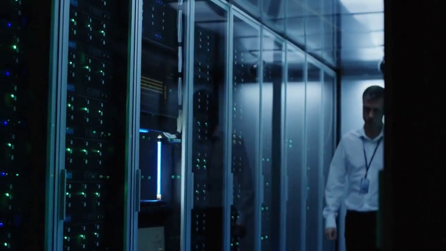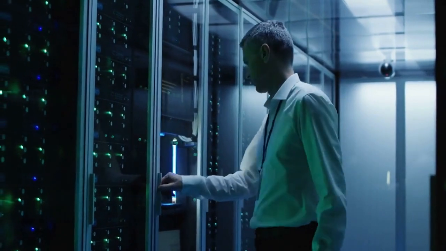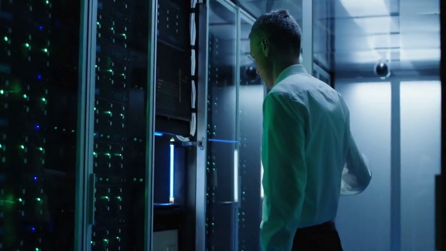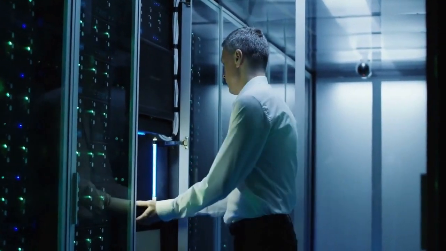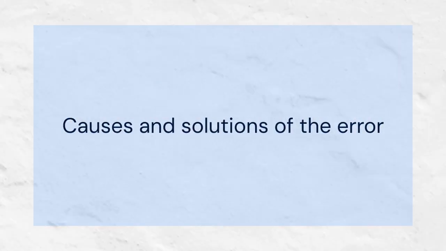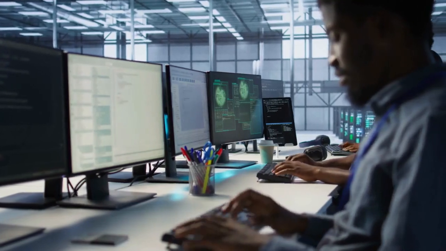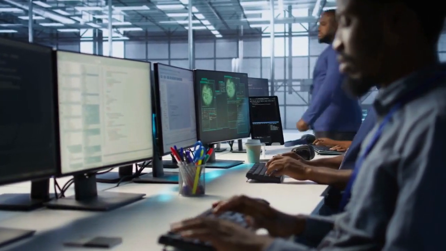Hello everyone, and welcome. Today, we're tackling a common issue when working with Docker containers, the dreaded curl 56 Recv failure connection reset by peer error. This error can be frustrating. It often appears seemingly out of nowhere. We'll explore what causes this error and, more importantly, how to fix it. Let's dive in. First, understand what this error actually means.